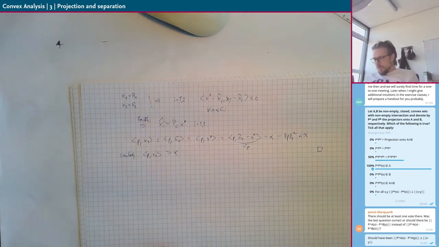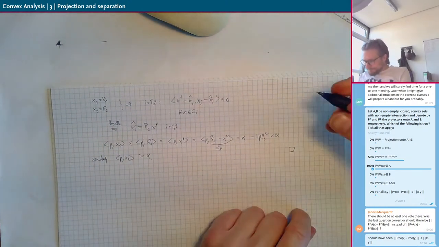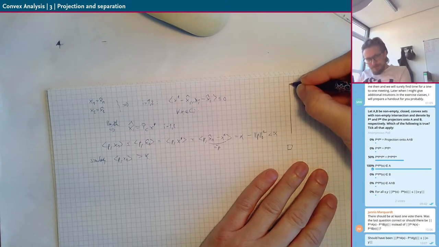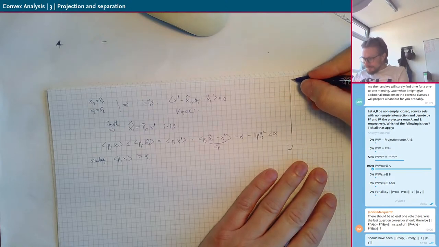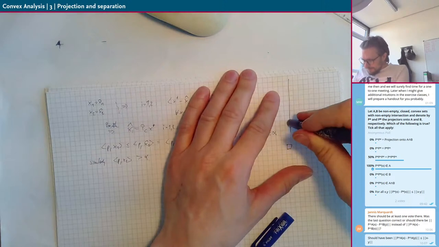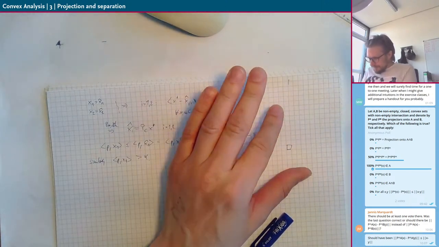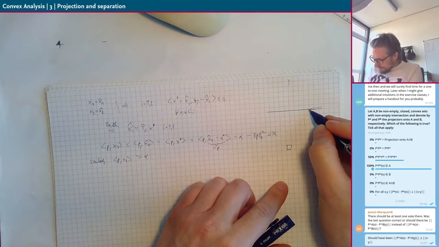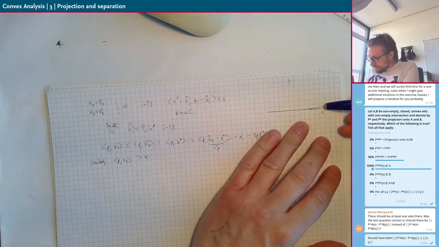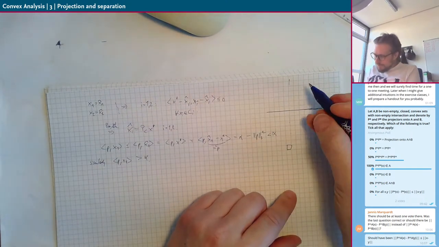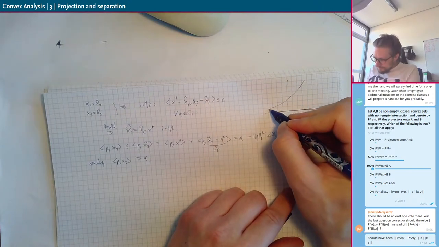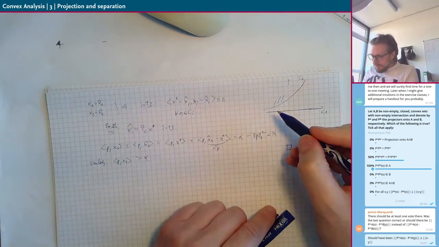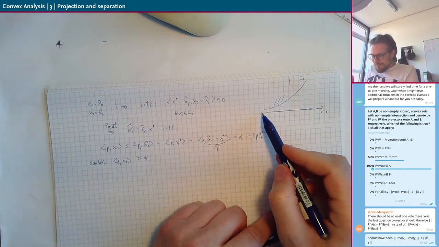Oh, and by the way, what is the counterexample? The counterexample is like this. One convex set is just a hyperplane, and I will draw the hyperplane horizontally. This is one convex set, C1, and that's closed. It's a hyperplane. And the other is everything which lies above the graph of e to the x. C2 is also closed. But you can't strictly separate them, so they come too close here.